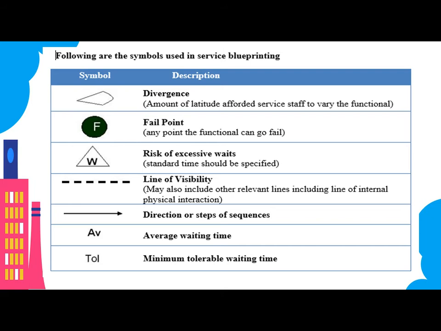Dotted line is generally the line of visibility, and may also include other relevant lines including line of internal physical interaction and so on. Arrow indicates direction or sequence of steps. AV indicates average waiting time for the customer to avail the services. TO is the minimum tolerable waiting time. So these are the typical symbols used in constructing a service blueprint.